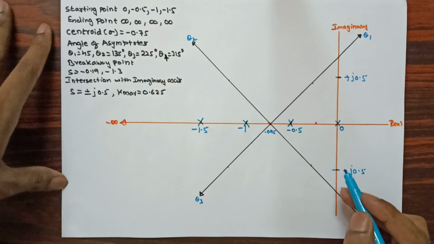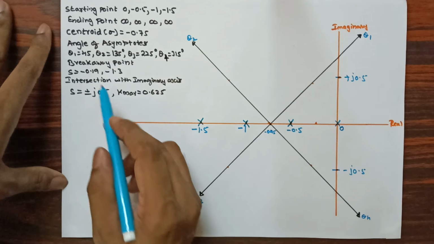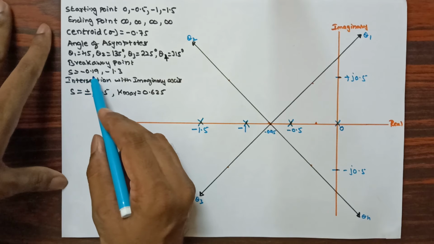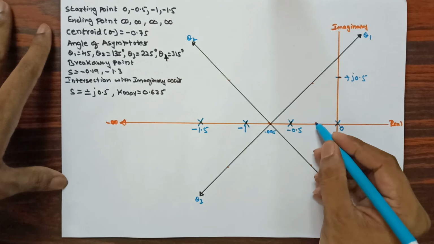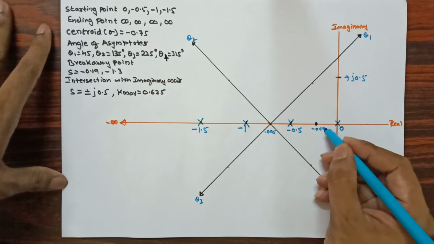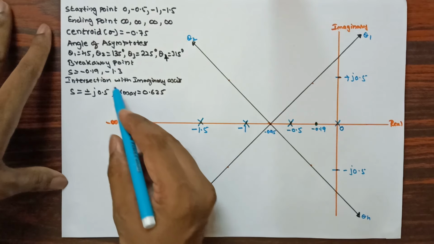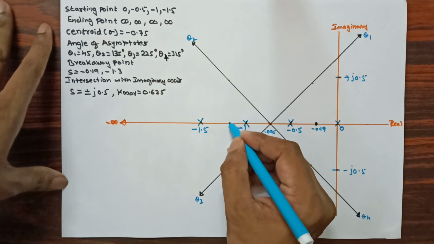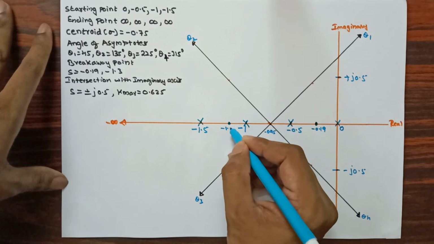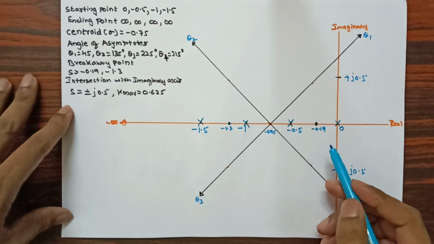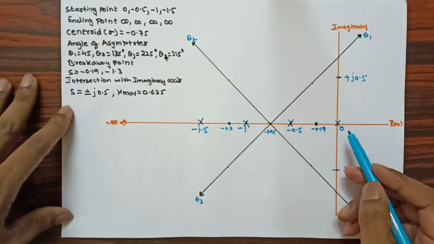Now these are the values I got, and then you can see here the breakaway points. I am getting 2 breakaway points. One is s is equal to minus 0.19. Somewhere here I am getting the minus 0.19 breakaway point, and the second breakaway point is minus 1.3. Somewhere here I am going to get the minus 1.3 breakaway point.